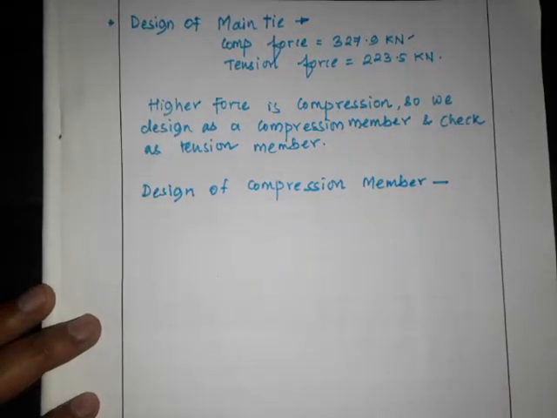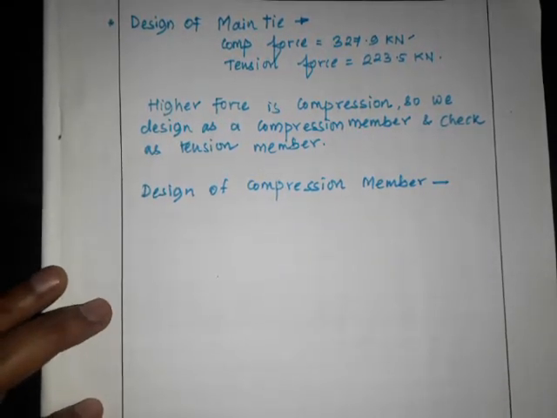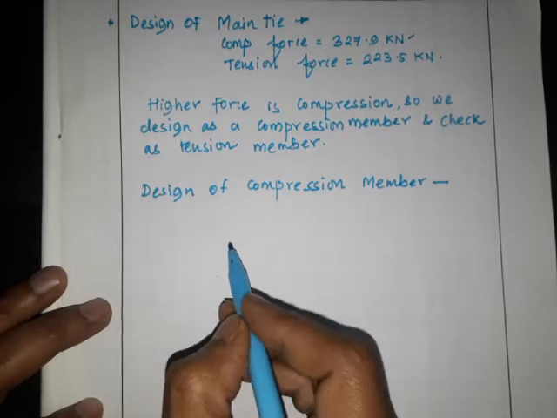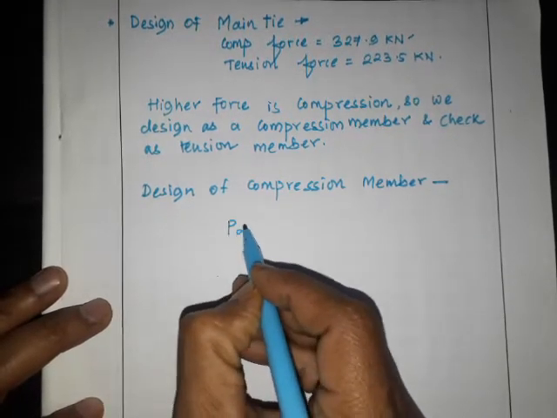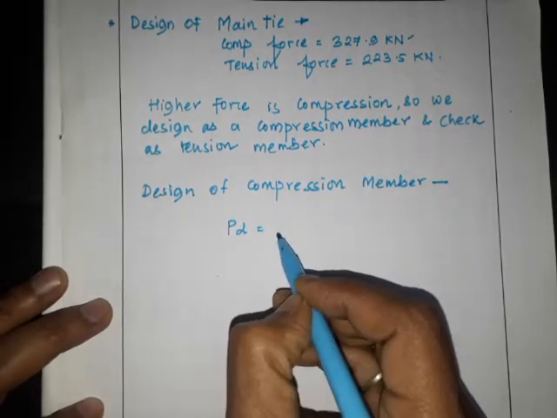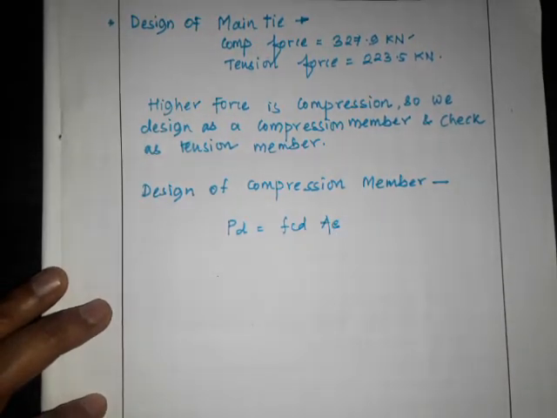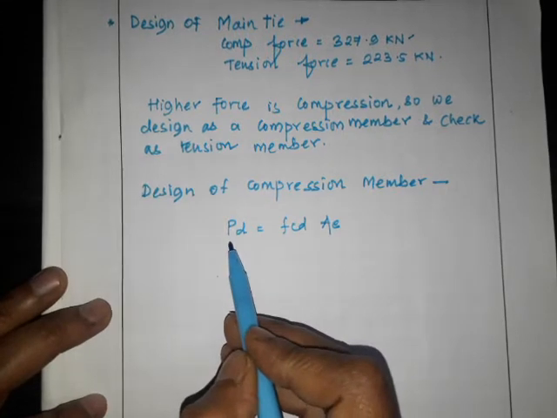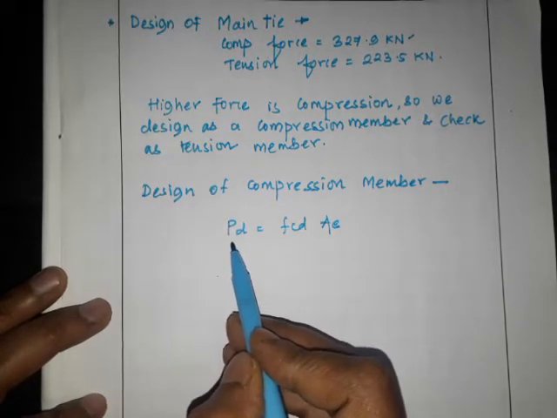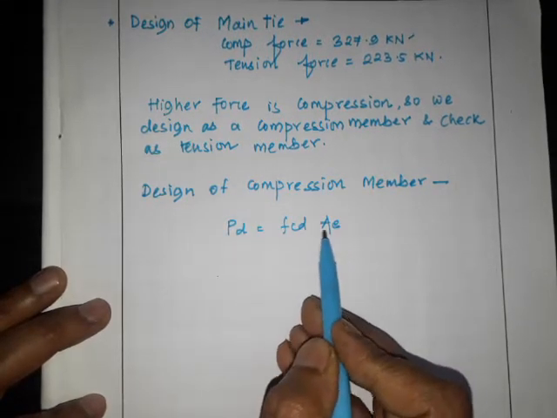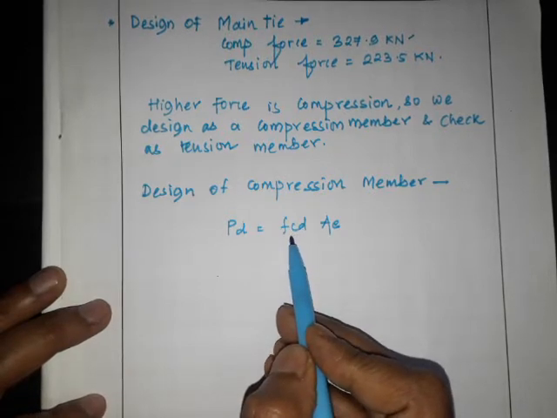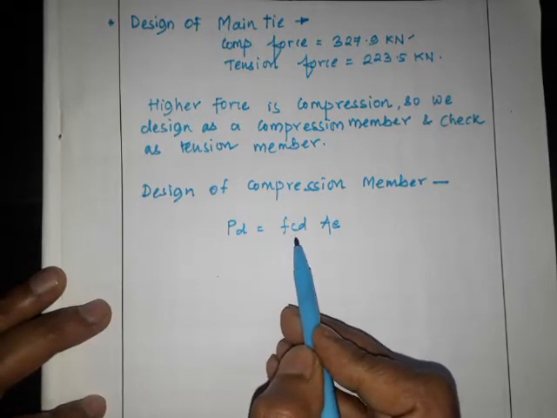Design of compression member. For design of compression member, again you have to use PD is equal to FCD into AE. So PD is the design force, is equal to FCD into AE. FCD is nothing but the design compressive stress, and AE.